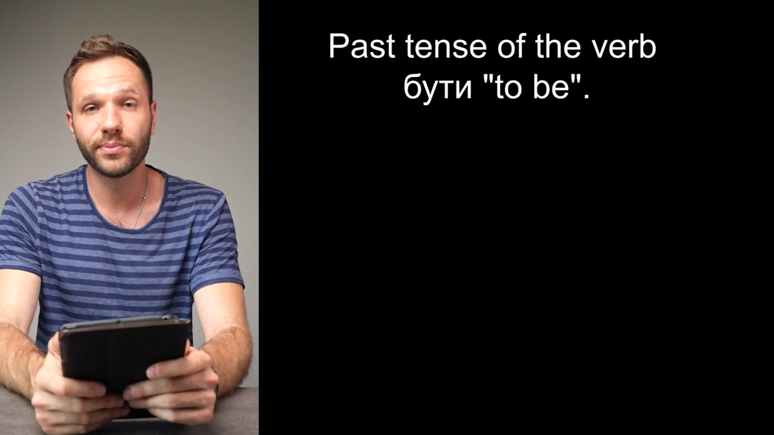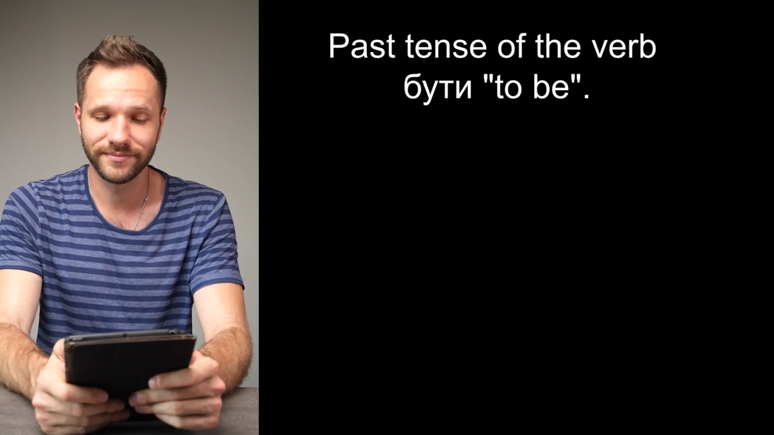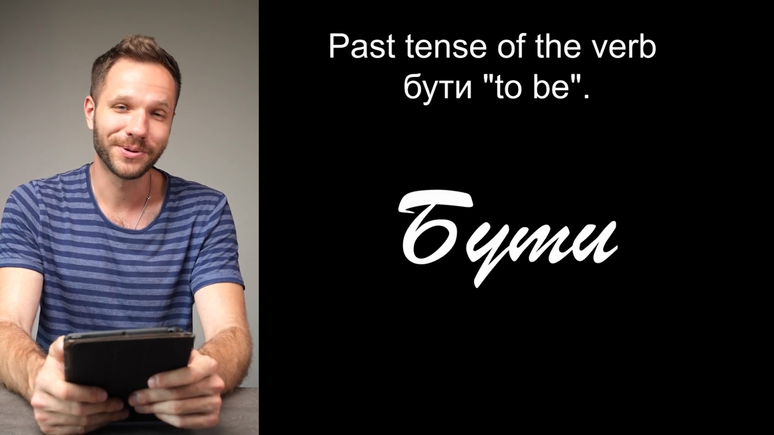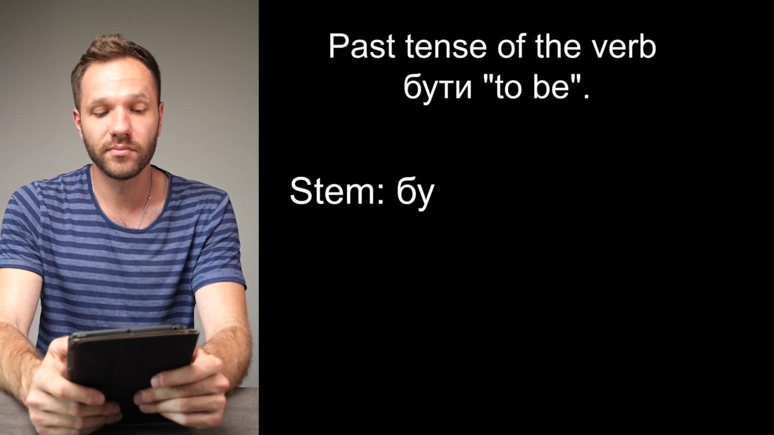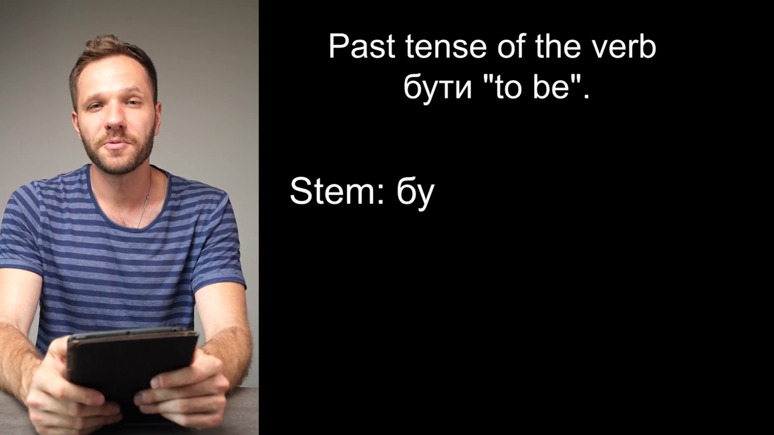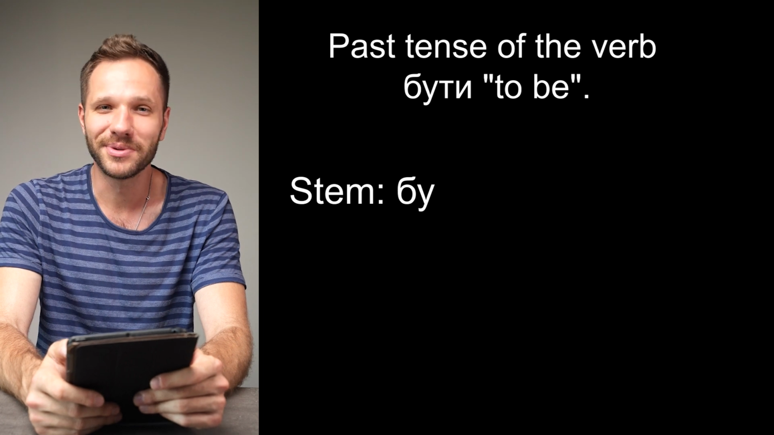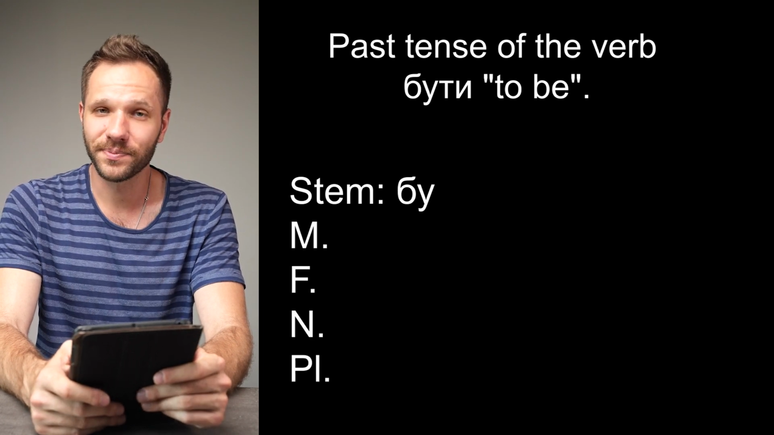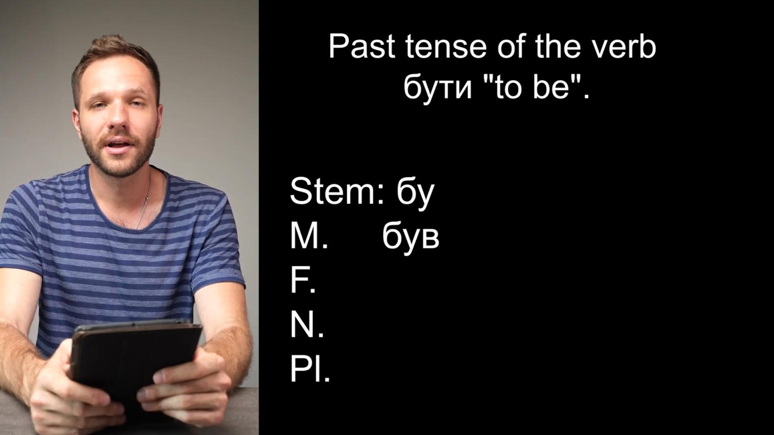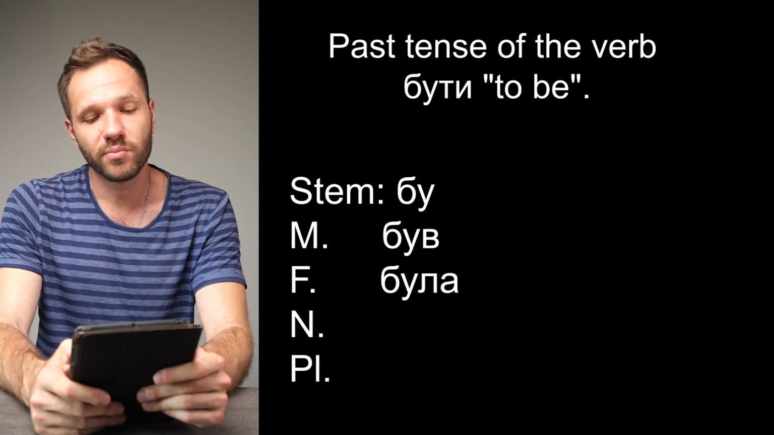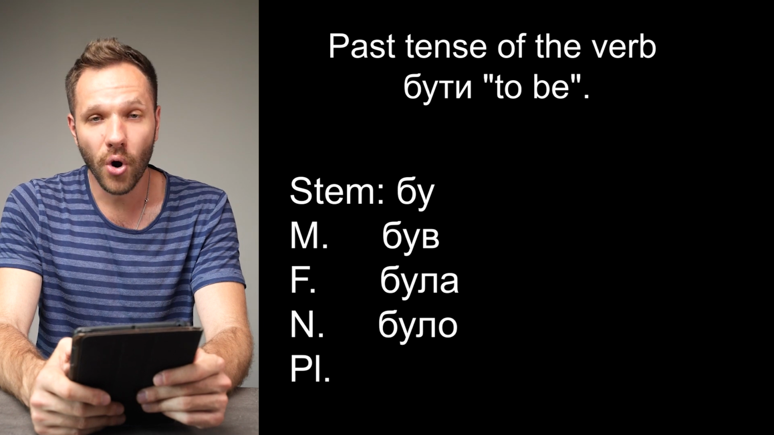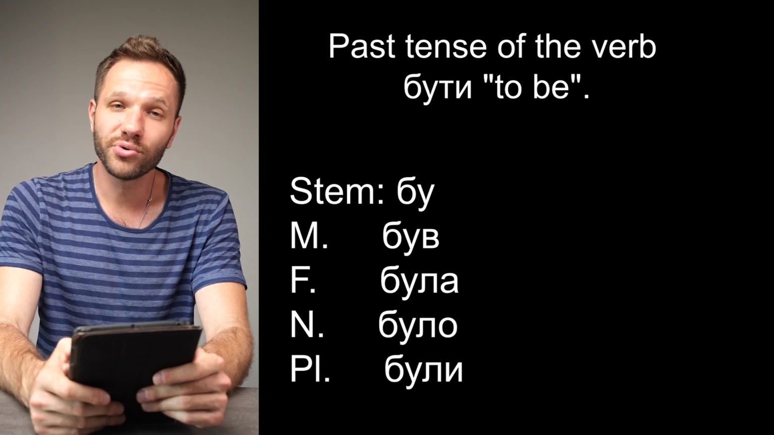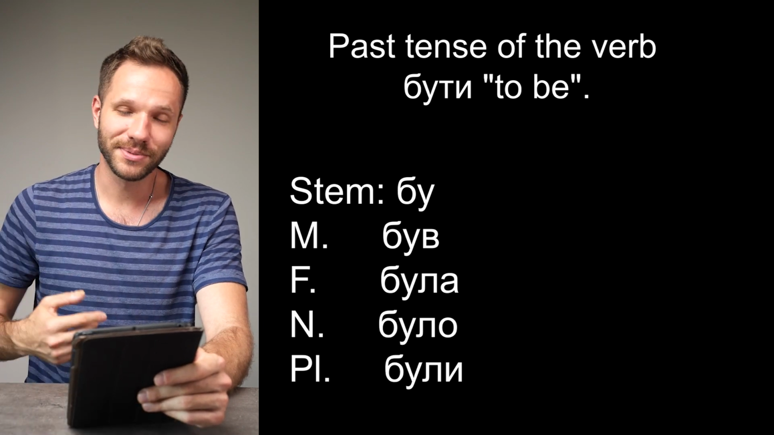And now let's take a look for the past tense of the verb бути, to be. It's very popular in Ukrainian language and in English language also. So here we have the stem bu. Repeat after me, bu. In masculine, we add letter v. Був, була, in feminine. Було, були.